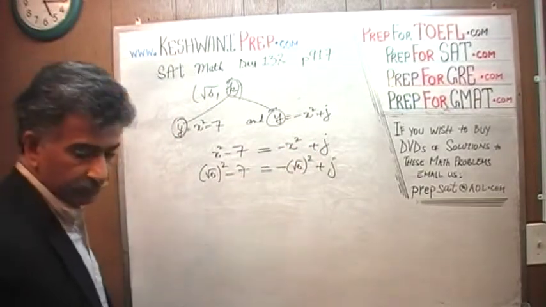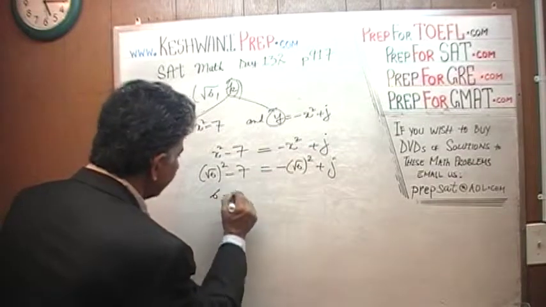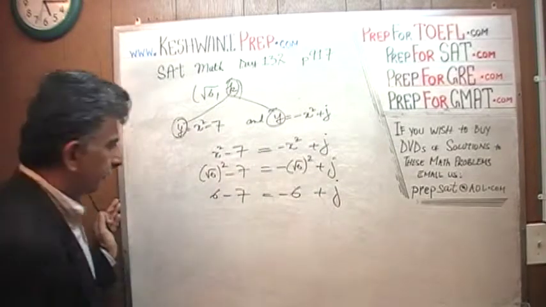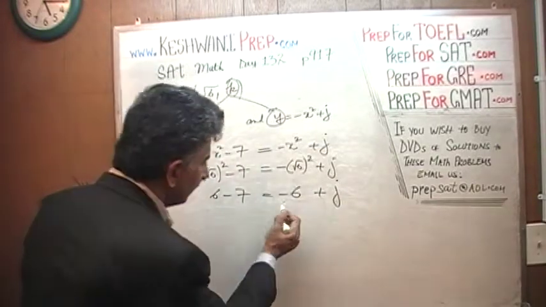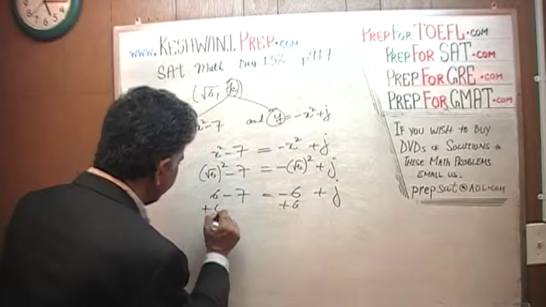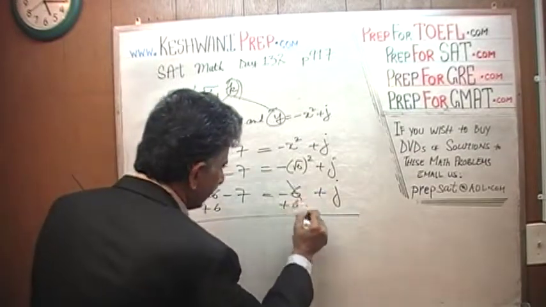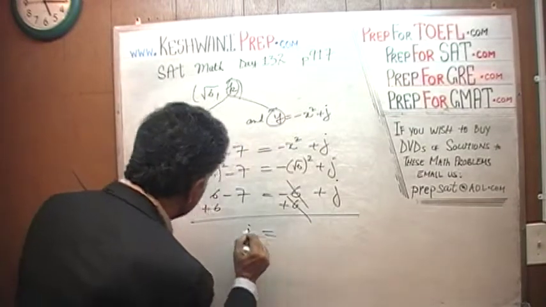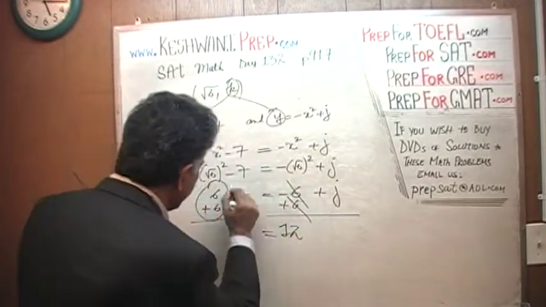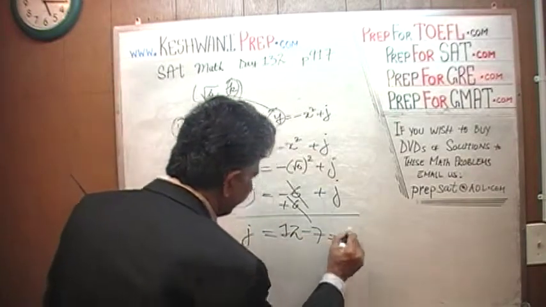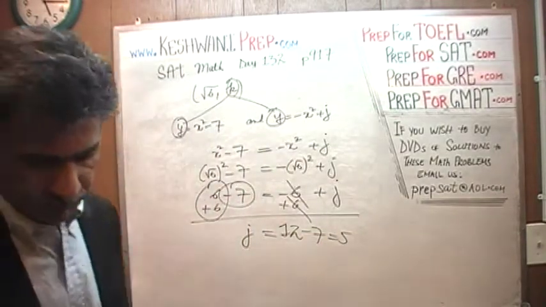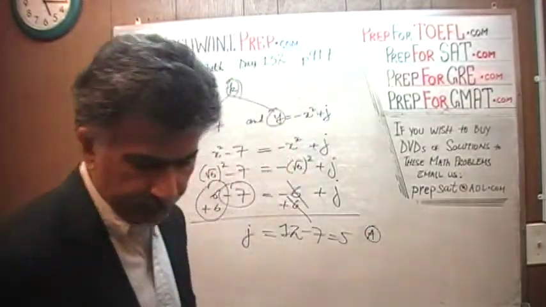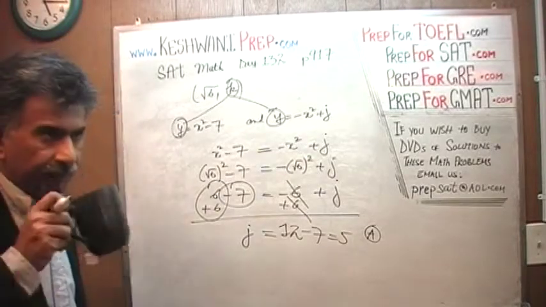The square of root 6 is 6, so it's 6 minus 7 equals negative 6 plus j. We are almost there. We need j by itself, so get rid of this negative 6 by adding 6 to both sides. The negative 6 cancels out the positive 6, and we end up with j equals 12 minus 7, which is 5. And that would be answer choice A. That's it.